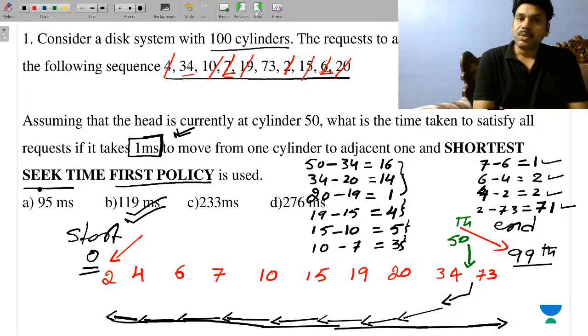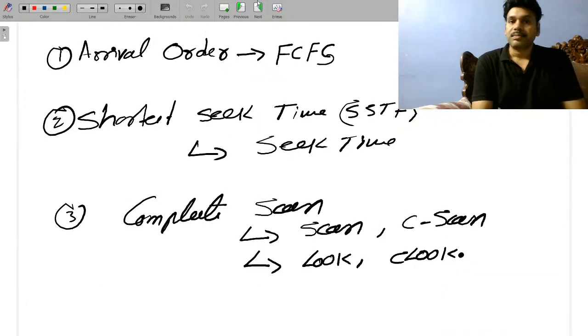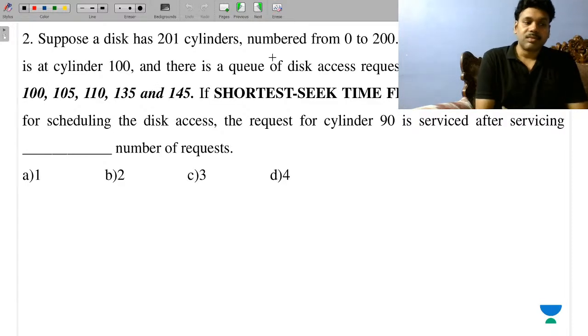Now we will go to the next question. The next question is also based on SSTF only. SSTF is a very important algorithm for competitive examinations. So here it says that there are 200 cylinders, 0th to 199th cylinders.